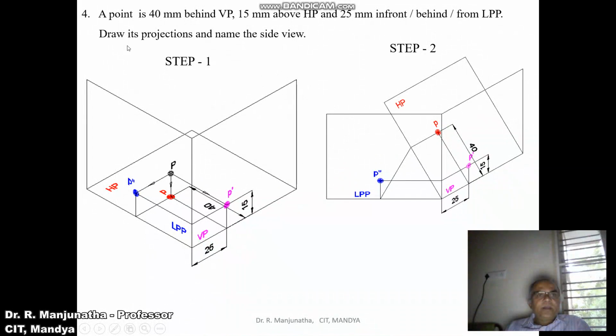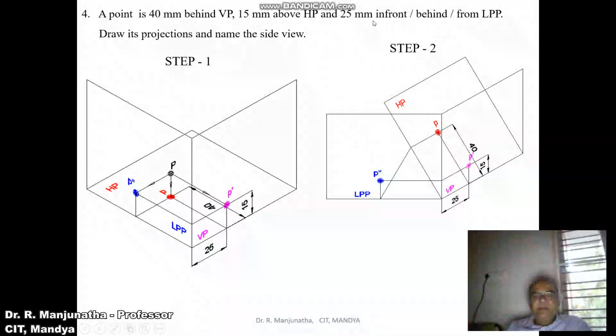Problem. A point is 40 mm behind VP, 15 mm above HP, and 25 mm in front or behind or from LPP. Draw its projections and name the side view. So this is a case wherein it is behind VP and above HP, so it is in the second quadrant.